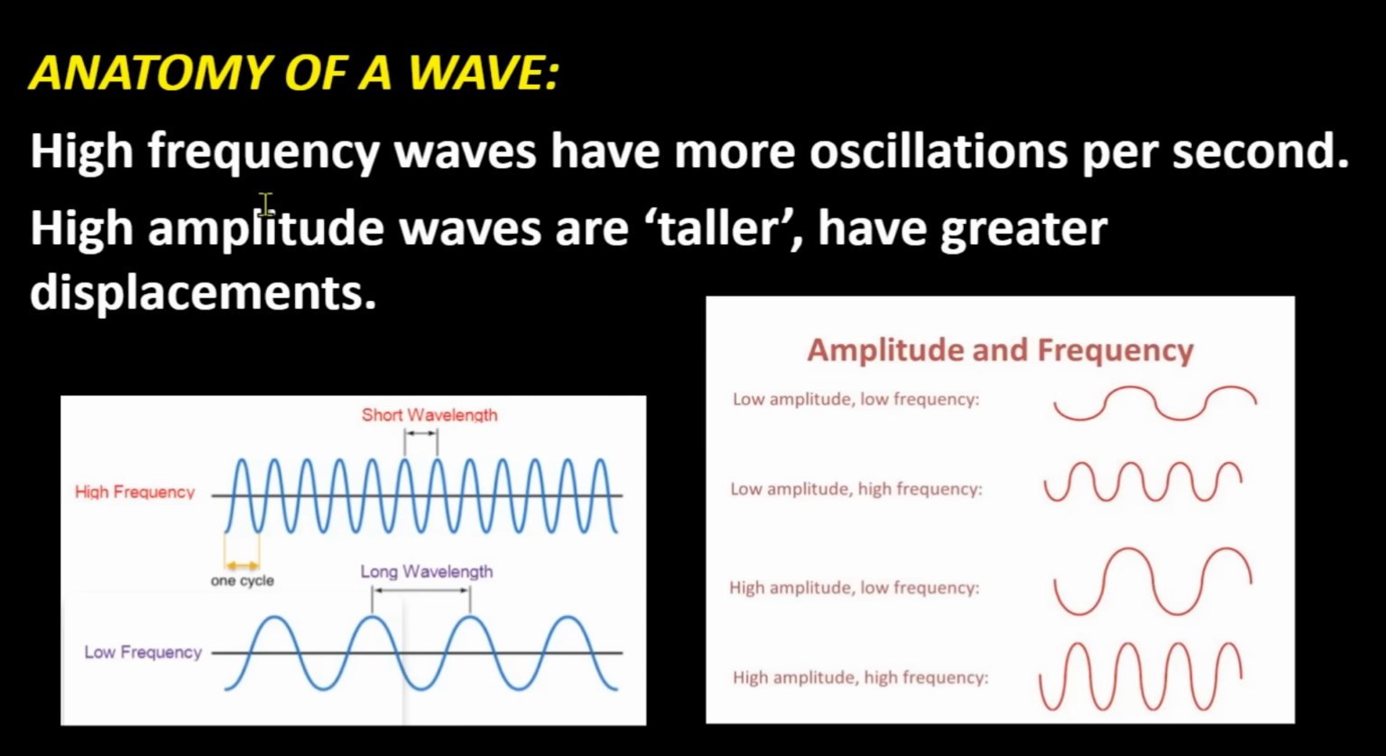High frequency waves have more oscillations per second. Here we can see a high frequency wave, and we can see that the cycles occur a lot more often and the waves are closer together, so the wavelengths are shorter. High amplitude waves are taller and have greater displacement.